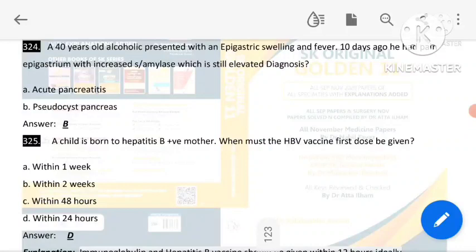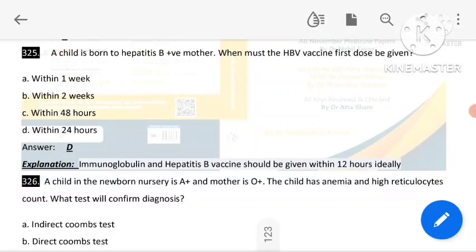Point number 325, a child is born to hepatitis B positive mother. When must the hepatitis B virus vaccine first dose be given? So within 24 hours. New guidelines, according to the EPI schedule, hepatitis B vaccination is also given at birth, accompanied by TB vaccine, that is BCG, and the polio. So hepatitis B vaccination is given at birth according to the new EPI schedule.